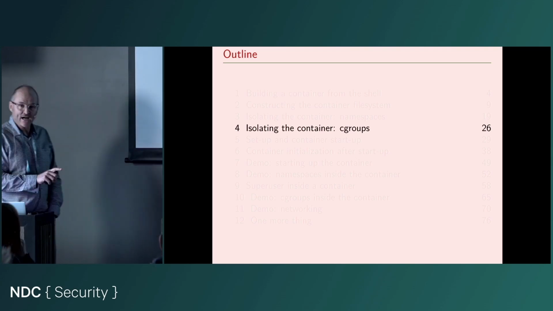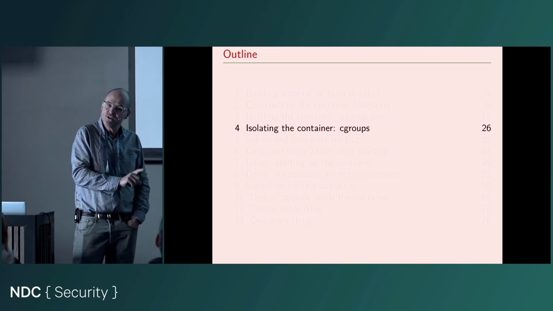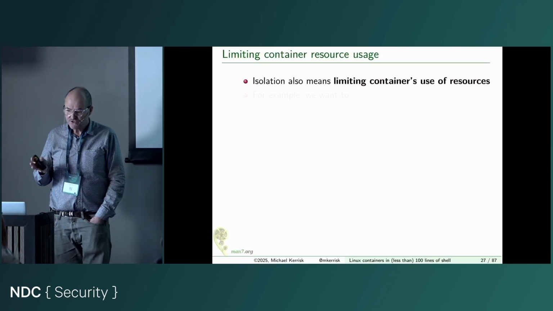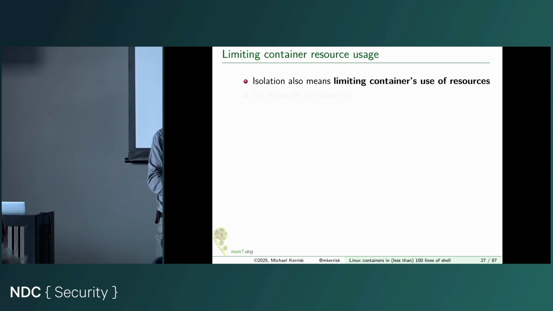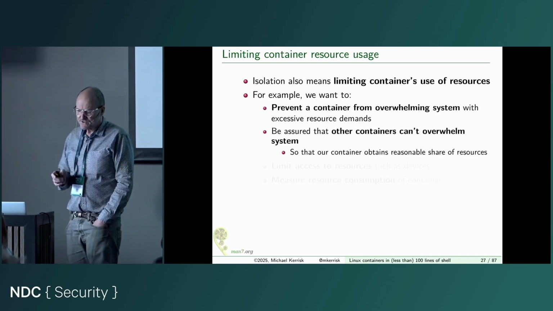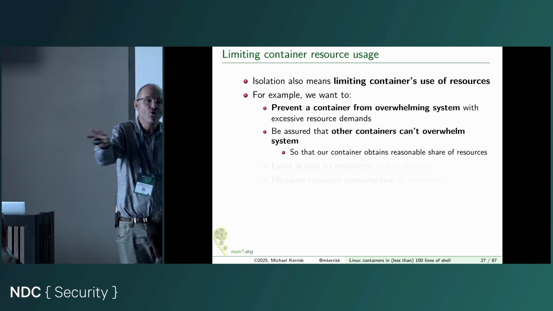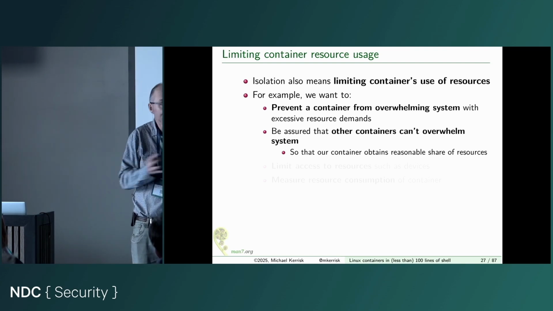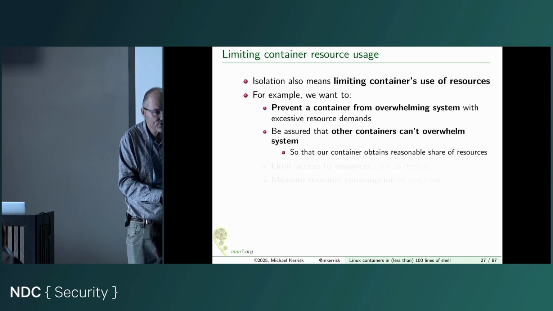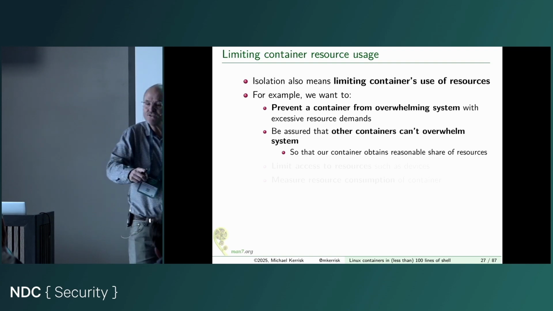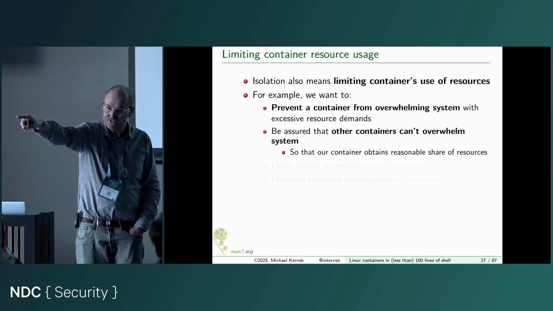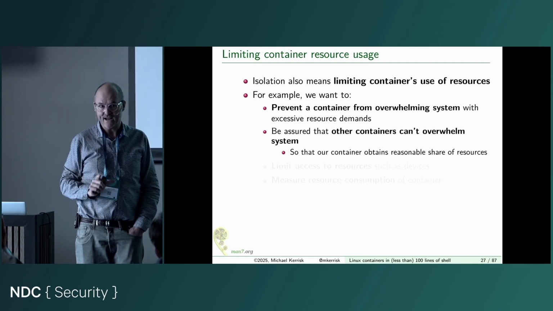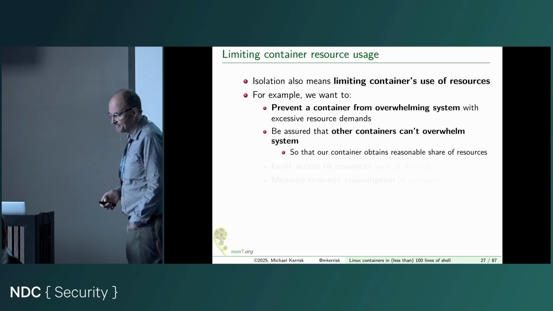Now, another part of the isolation that we want to do inside a container is cgroups. We want to limit the resources that the processes in the container can use. We want to do that because, first of all, we want to prevent our container from overwhelming the rest of the system by trying to consume too much resource: create too many processes, or use too much memory, or burn up too much CPU time. So that's one side of the guarantee we want, but there's also the mirror side of the guarantee, which is we want to make sure the other containers don't overwhelm the system so we can actually get something. Two sides of the same coin.